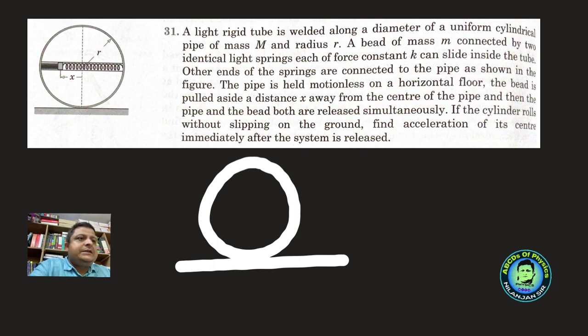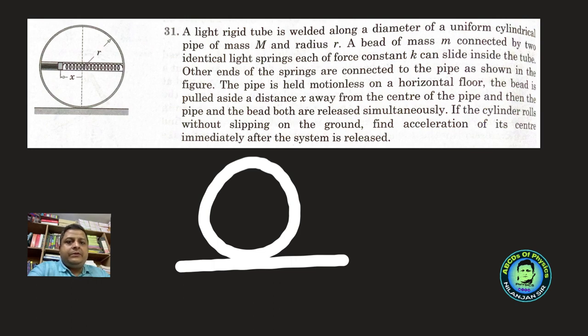A bead of mass m connected by two identical light springs, each of force constant k, can slide inside the tube. That is the block B. I name the block as B. The pipe is held motionless on a horizontal floor. The bead is pulled aside at distance x as shown in the diagram, away from the center of the pipe, and then the pipe and the bead both are released simultaneously. If the cylinder rolls without slipping, find the acceleration of its center immediately after the system is released.